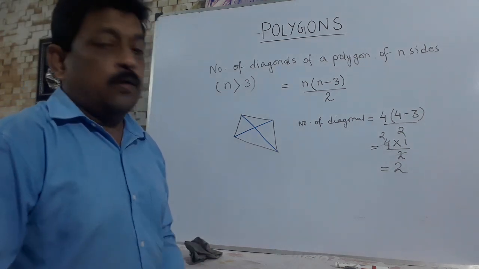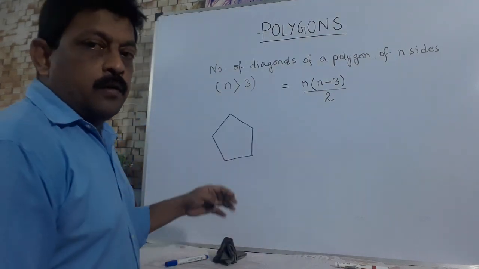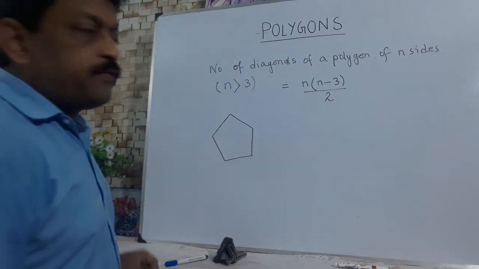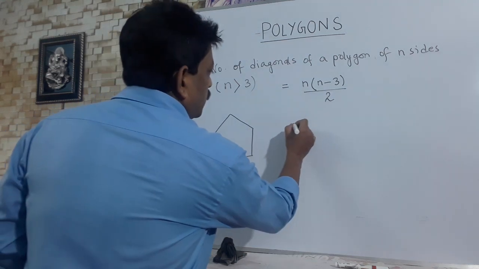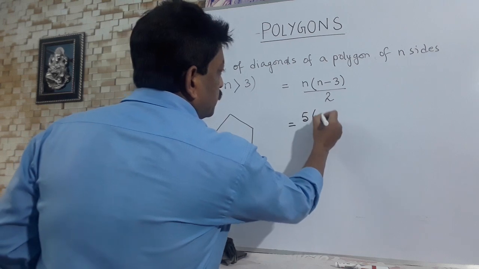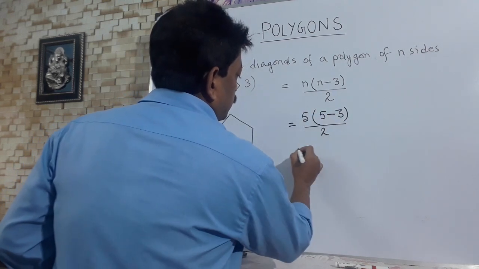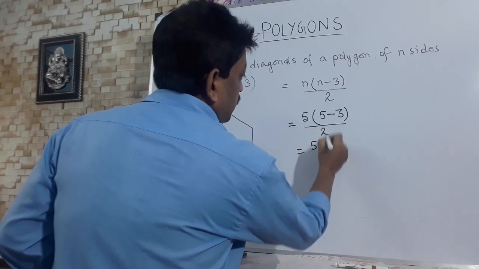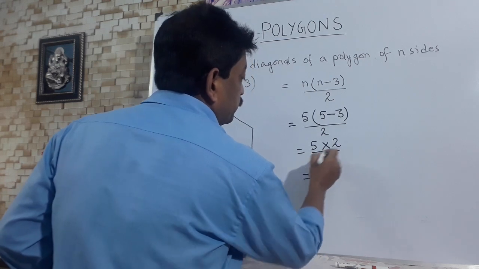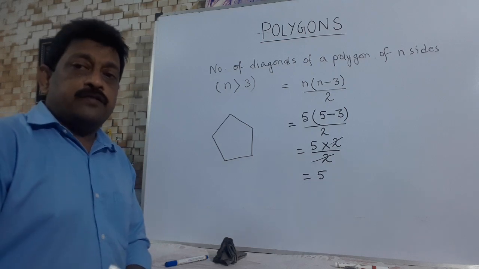Okay. Now let me take a pentagon. A pentagon has 5 sides. So I have to find the number of diagonals. I have to replace n by 5. So 5 into 5 minus 3 inside the bracket upon 2. So 5 multiplied by 5 minus 3 is 2, upon 2. So if you cancel this, we'll get 5. That means a pentagon has 5 diagonals.